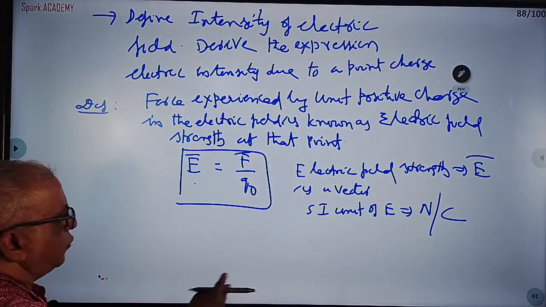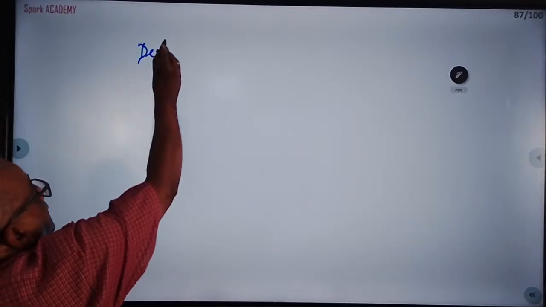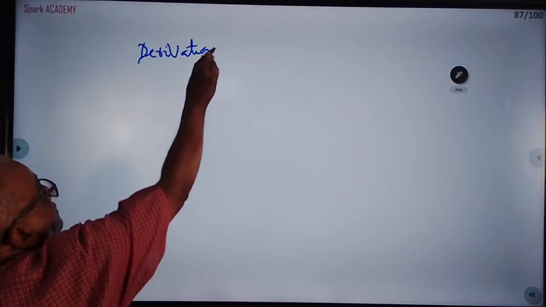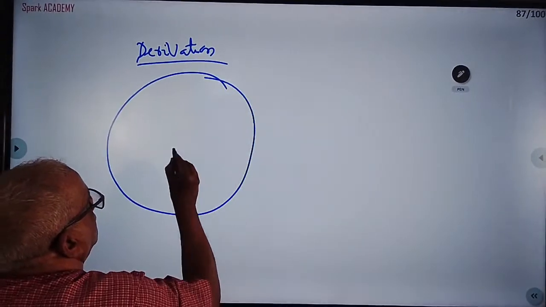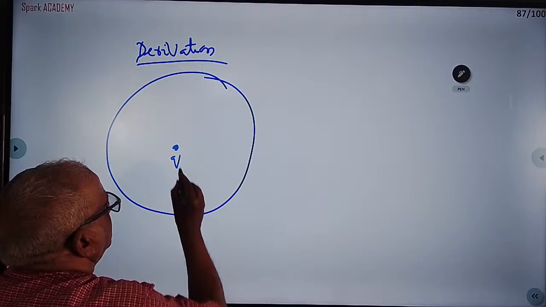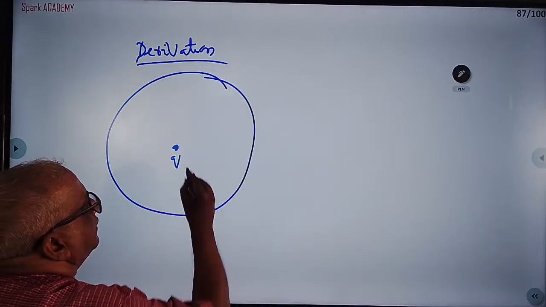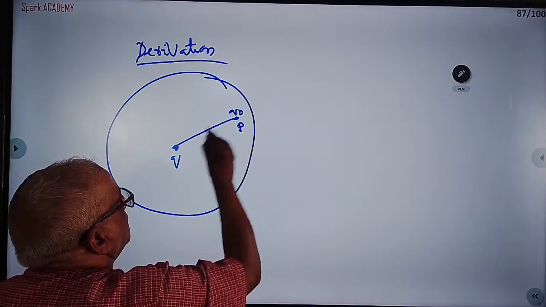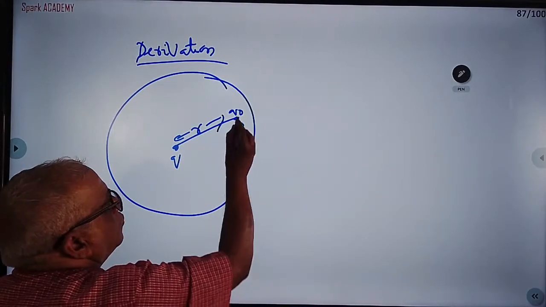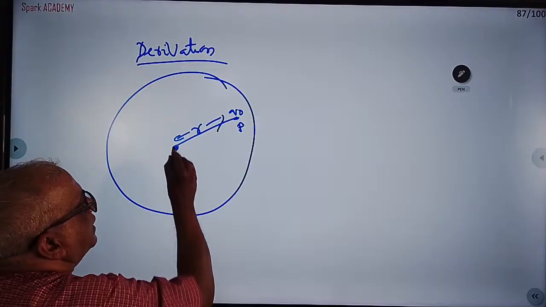Derivation. I am doing the derivation for a point charge. So I am taking a charge here in the electric field. This is producing electric field. I am taking one point P. Here Q naught I am keeping at a distance R. Q naught is test charge. Q is the charge around which electric field is there.